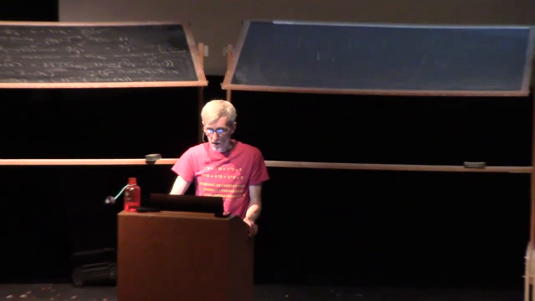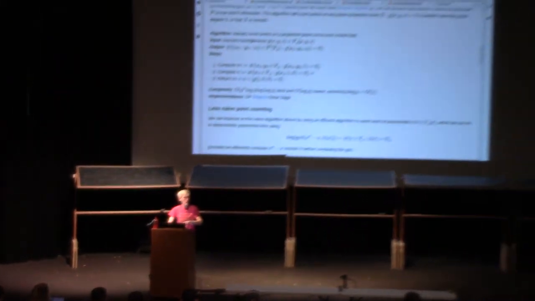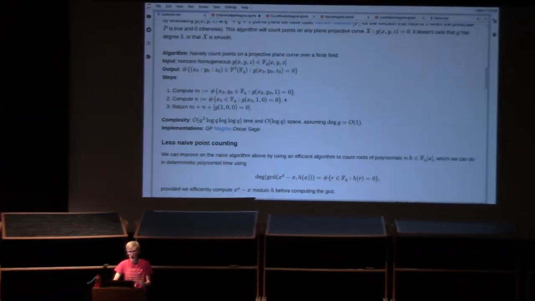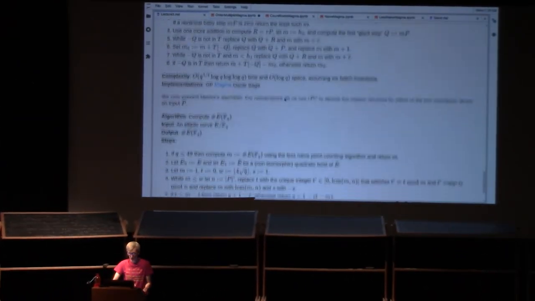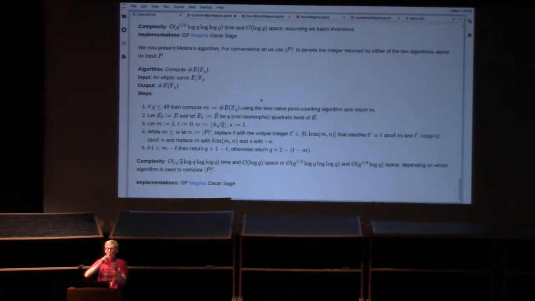So now, there's a faster way to do what we just did, but before I tell you the faster way, let's jump down to Mestre's algorithm, because I want you to see how this algorithm is actually used. So here's Mestre's algorithm. Its goal is to compute the number of FQ rational points on our elliptic curve E defined over FQ. So our input is the elliptic curve E, our output is the number of FQ rational points. Very simple interface.